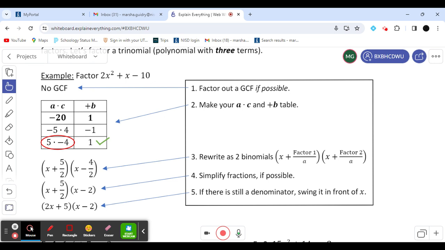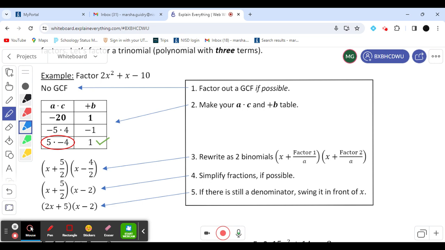But when we have an example like 2x squared plus x minus 10, always, of course, forever, no matter what, we are going to look for a GCF. But there is no greatest common factor in this expression. So our next step is similar to factoring by grouping. We're going to multiply our A and C values together and make a table of values.